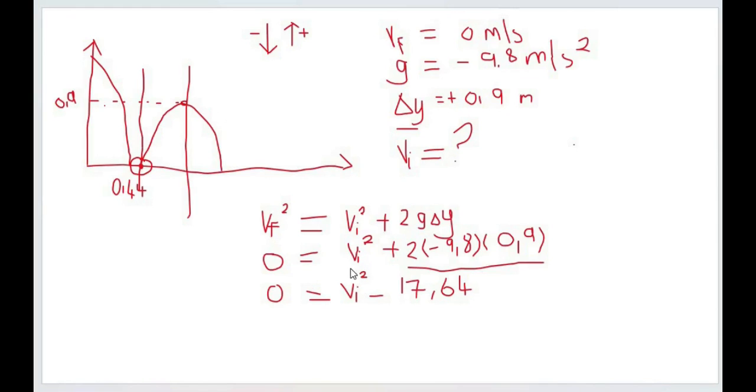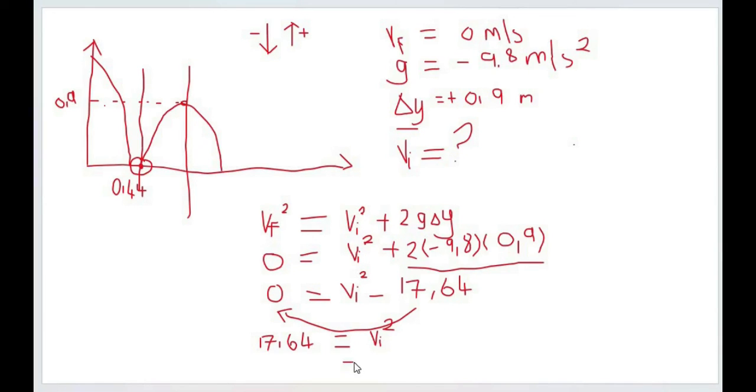And then we want to make VI the subject of the formula. The first step is to take the negative 17.64 to the other side of the equal sign, and when we do that, the sign is going to change. You see, it's a negative, it's going to become positive. So we actually have 17.64, and the entire thing equals VI squared, the initial velocity squared. But we're not done. We still need to solve for VI.